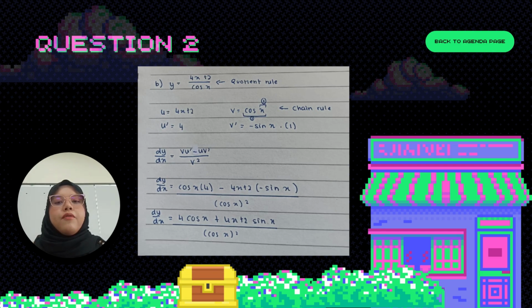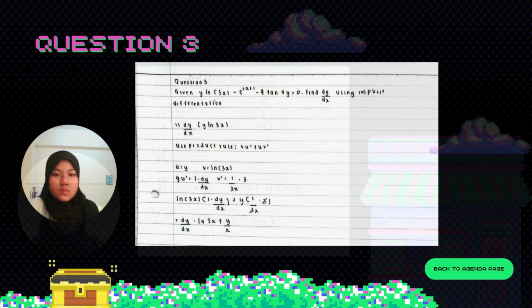Now plug into the formula, dy per dx equals cos x times 4 minus 4x plus 2 times negative sin x, divided by cos x squared. Now simplify the numerator and the final answer is dy per dx equals 4 cos x plus 4x plus 2 sin x divided by cos x squared.